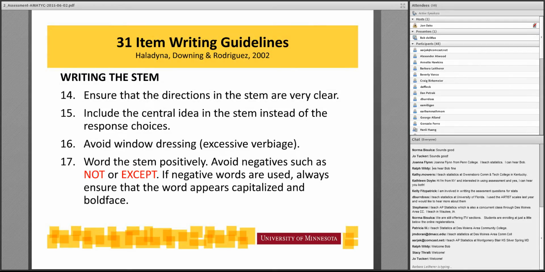Okay, if you have to use negative words, there's no other way you can conceive of to state it, or it is exactly what you want to state, then they highly recommend that you make those capitalized and bold. You don't have to put them in red like I have here, but certainly capitalize and bold them.